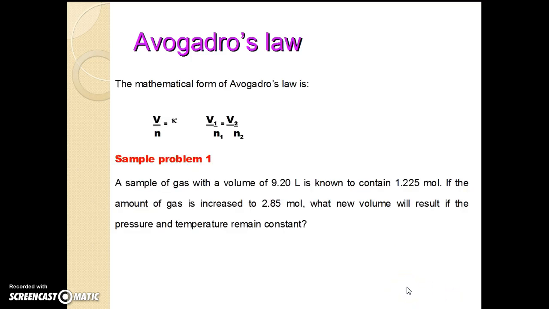So let's look at problems. The mathematical form of Avogadro's law is the volume divided by the number of moles is a constant, which we can turn into V1 over N1 equals V2 over N2. N is our universal symbol for the number of moles. So, this sample problem: if you have a gas with a volume of 9.20 liters containing 1.225 moles of the gas, and we increase the amount of gas to 2.85 moles without changing the pressure and temperature, what's the new volume?